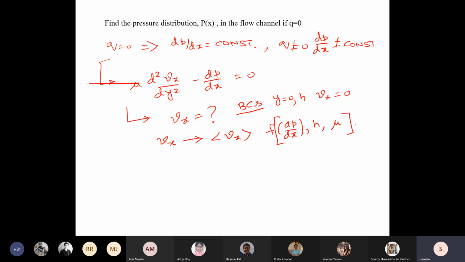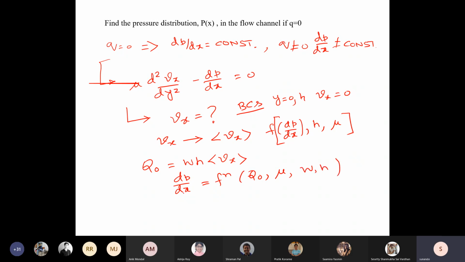This we know very well, and from here I would be able to obtain Q naught. We understand that for this case Q naught will remain unchanged, as my small q is equal to 0. So Q is simply going to be the area multiplied by the average velocity, and therefore at the end I would get an expression for dp/dx in terms of Q naught, mu, w, h, etc.